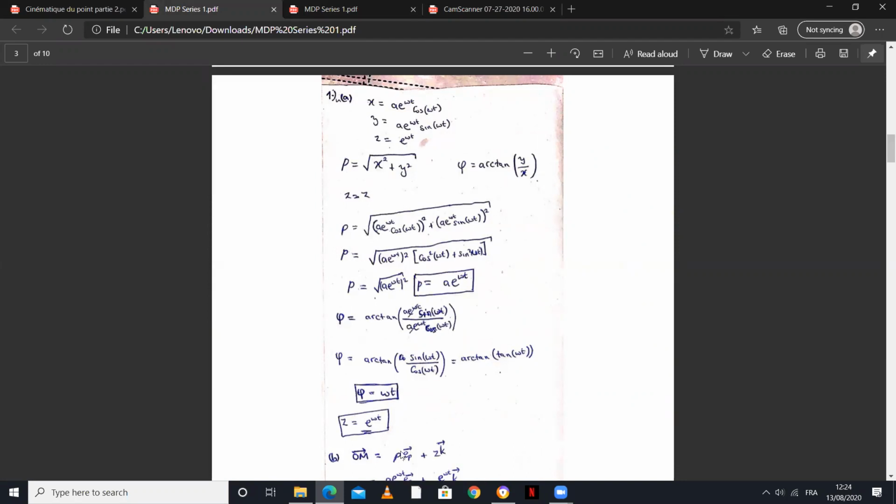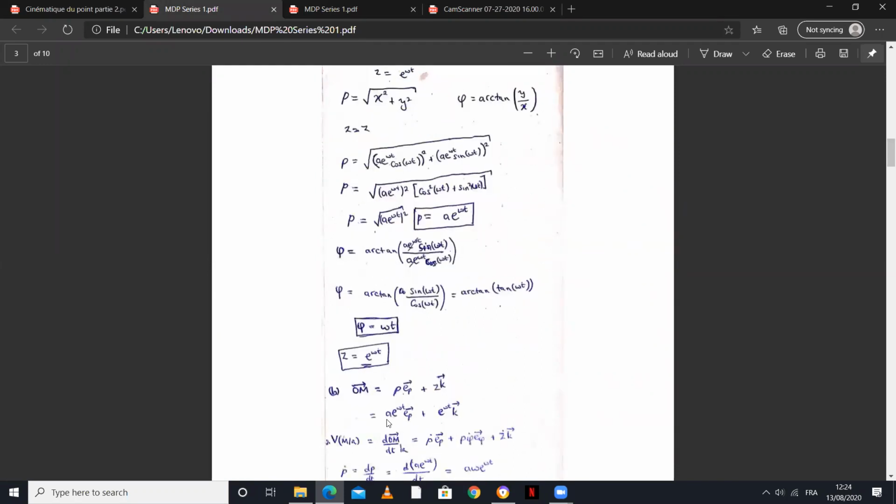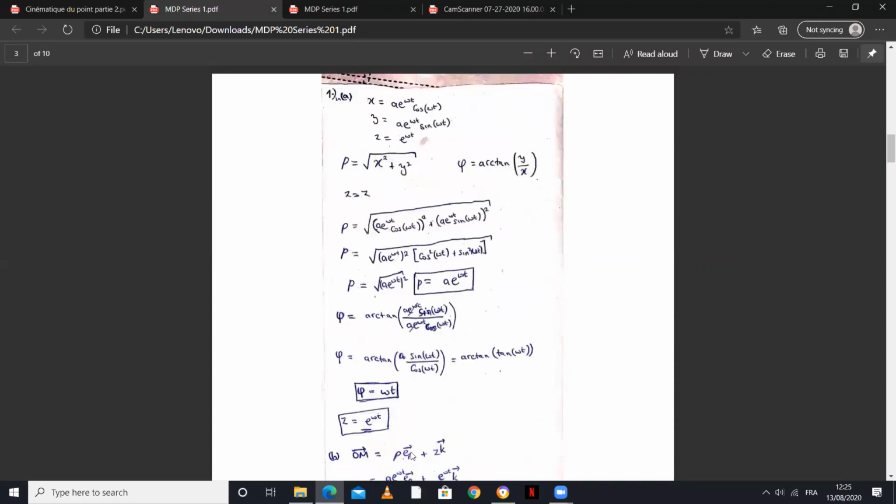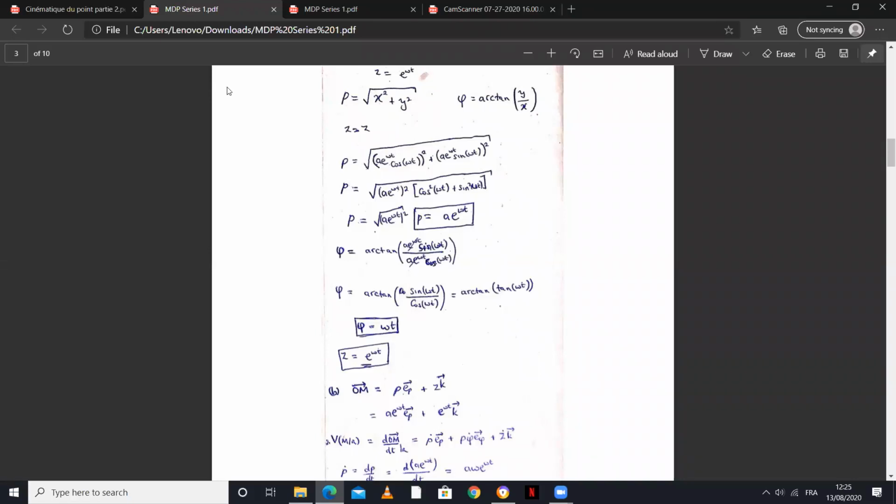We have found the expression for rho and we have the expression for z. So we are going to substitute these values in this expression and get our expression for OM. When we substitute rho with its value, we have A exponential omega t suivant E rho plus exponential omega t suivant K. If you want, you can leave it there. If you want, you can factorize the exponential omega t, and you have entre parenthèses A E rho plus K. But they're both correct. So voilà, your OM is there, and that's your expression for OM.